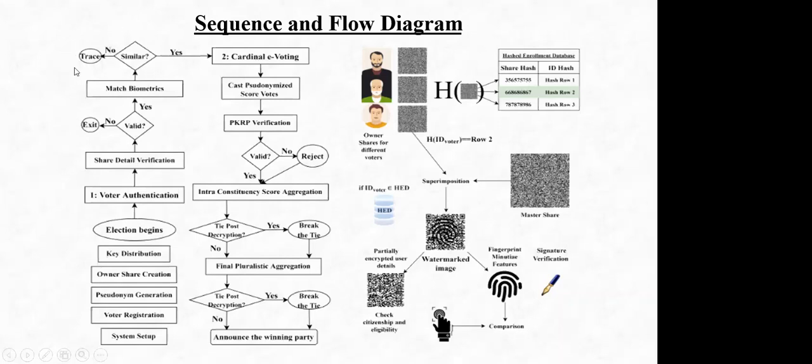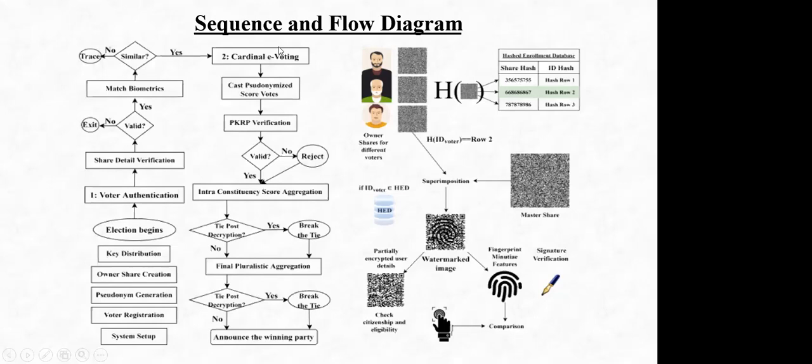If it's no, then we'll actually trace the pseudonym of the malicious voter. Suppose the biometrics are matching with a score which is less than the threshold, so it's more likely it's a malicious voter who is trying to cast the vote. So we'll basically trace the pseudonym or the real identity of that particular voter and we'll ask him to exit the system. The second phase is the Cardinal e-voting phase.